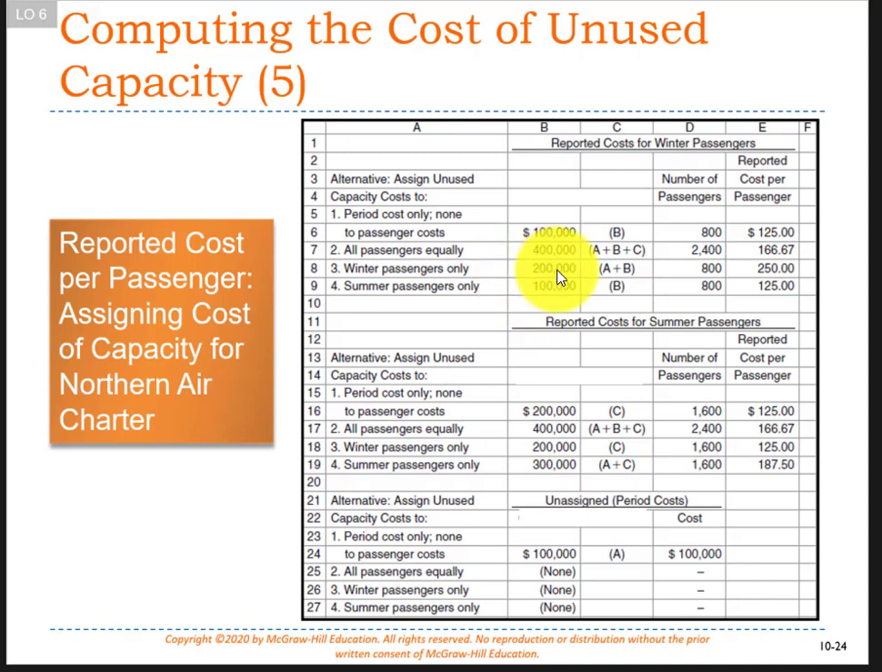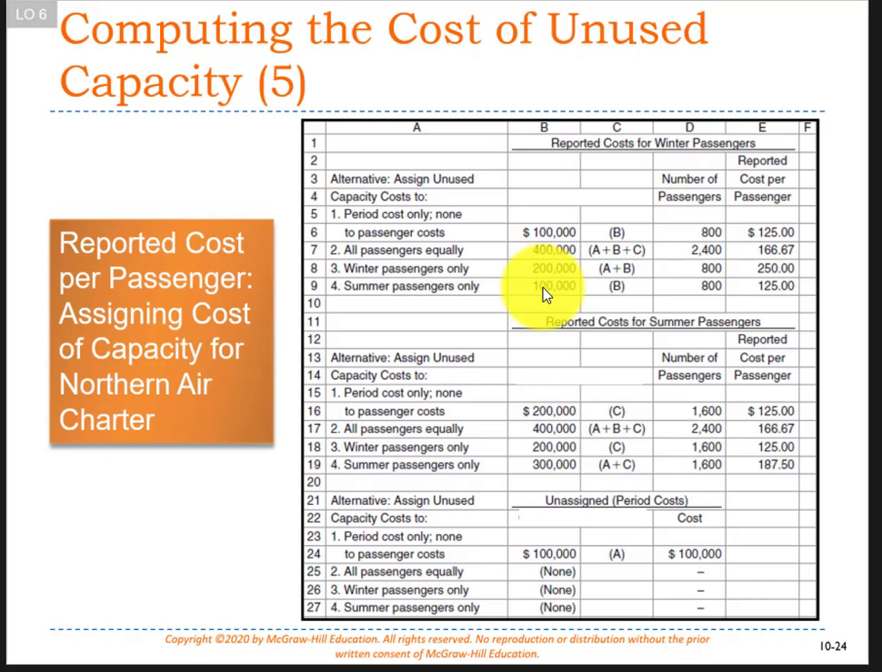Okay? Winter passenger, if we say, okay, the excess capacity is in the winter, so let's charge our winter customers that. Let's look at it as a cost for winter passengers. Okay? Then those winter passengers have the 100,000 to actually fly them, and the 100,000 of excess capacity for 800 passengers. That's $250 each. And of course, none of that cost goes to summer passengers, so they get just the 200,000 for 1,600. Now, here's the secret.